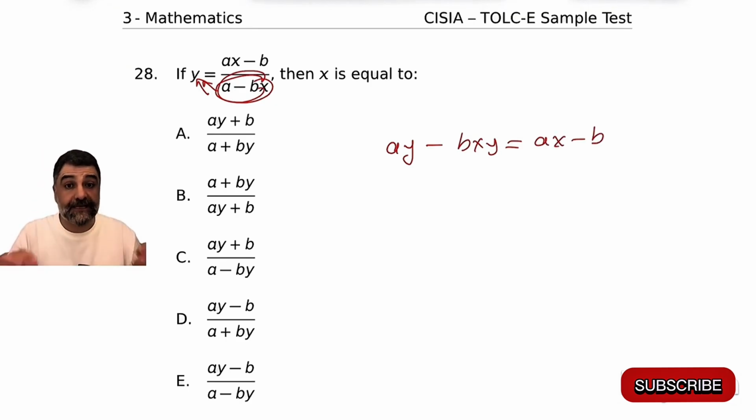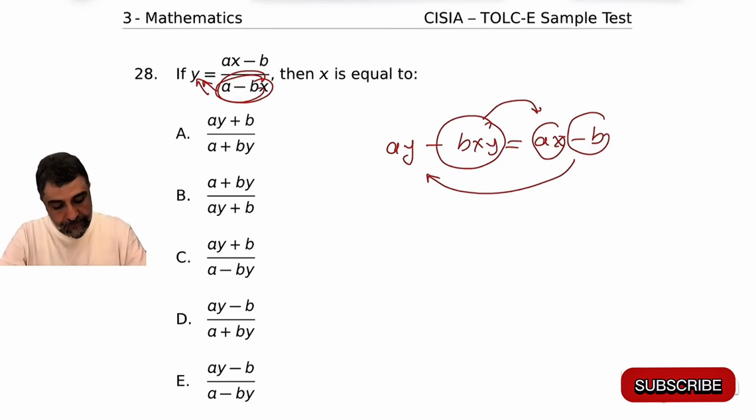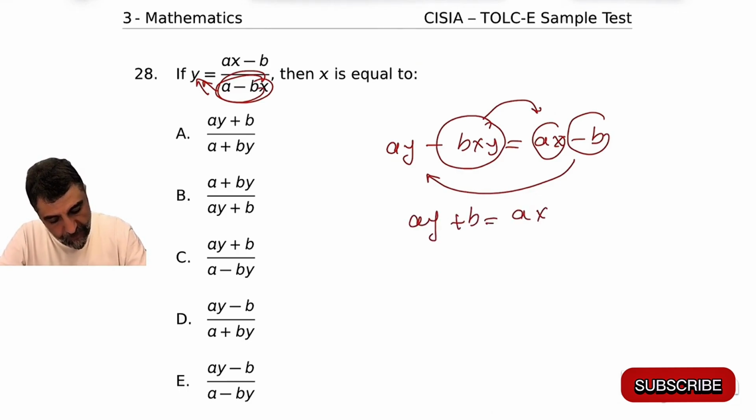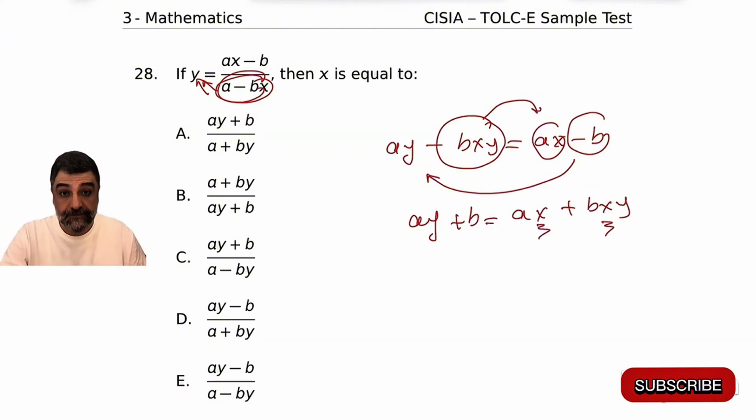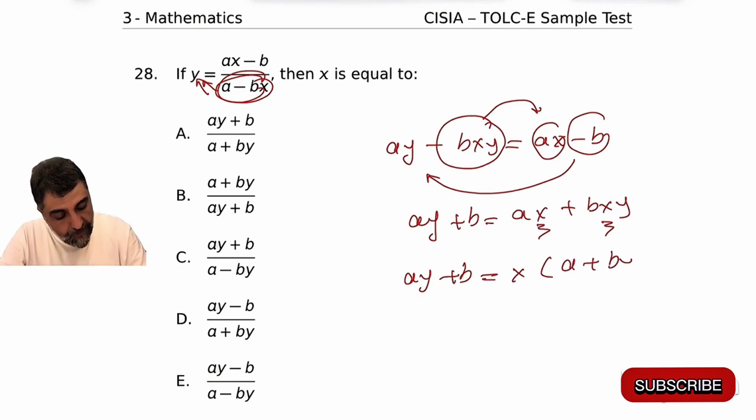Now, to isolate x, my friends, I need to gather the expressions with x on one side. So let's move this to that side. I will also move the minus b over there. It will be ay plus b. Here you have ax. When we move this to that side, it will be plus bxy. Now here, as you can see, x's are common. Therefore, we take x out of the parentheses. Ay plus b equals, if we take x out of the parentheses, what will remain? A plus by will remain.